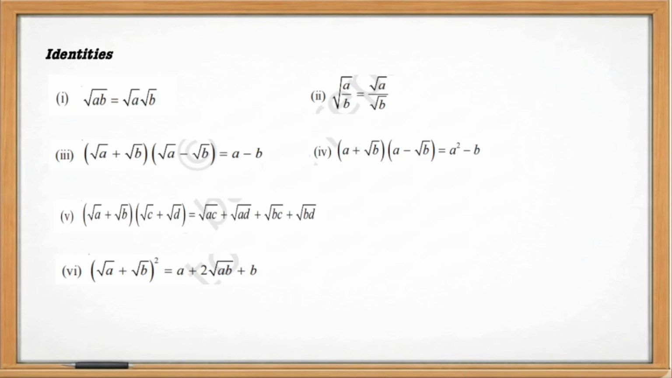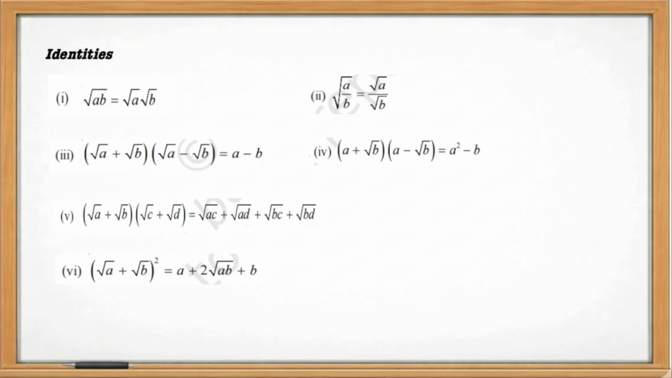You can just substitute these identities. Fourth, A plus root B into A minus root B is equal to A square minus B. Fifth one, root A plus root B into root C plus root D is equal to root AC plus root AD plus root BC plus root BD.